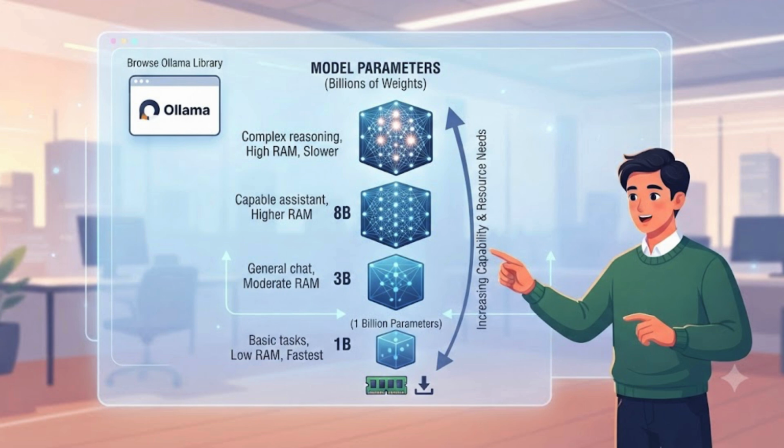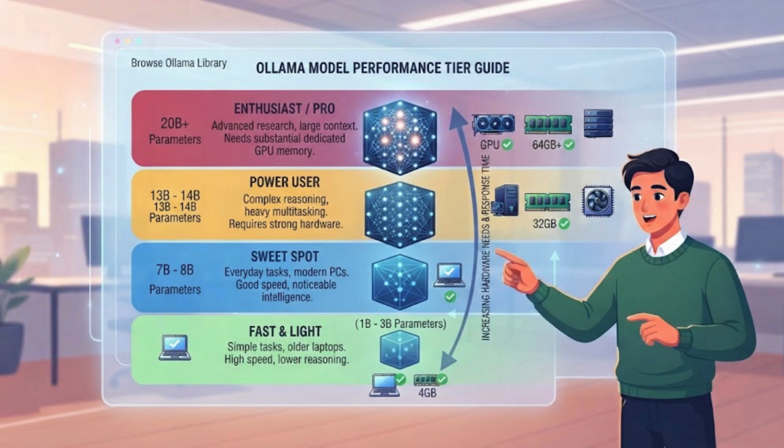That B stands for billion, and it refers to the number of parameters in the model, essentially the number of adjustable values the AI uses to generate its responses. Generally speaking, more parameters means a smarter, more capable model, but it also means a bigger download, and it needs more RAM and more processing power to run smoothly. Here's a rough mental model to use.